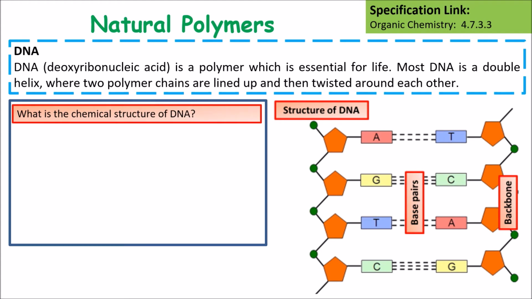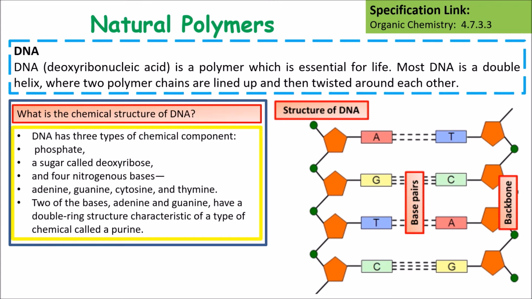So if we're looking at the chemical structure of DNA, the important things to talk about is that DNA contains phosphates, a sugar molecule called deoxyribose, 4 nitrogenous bases, which are adenine, guanine, cytosine, and thymine, and 2 bases, which are adenine and guanine, have a double ring structure, and the base pairs pair up. So A always goes with T, G always goes with C.